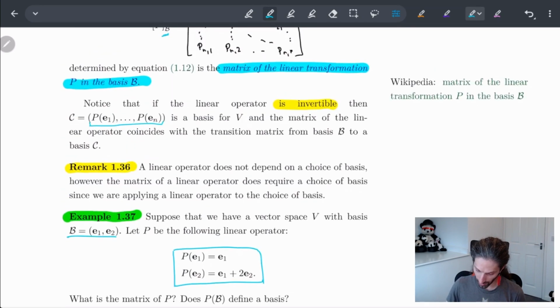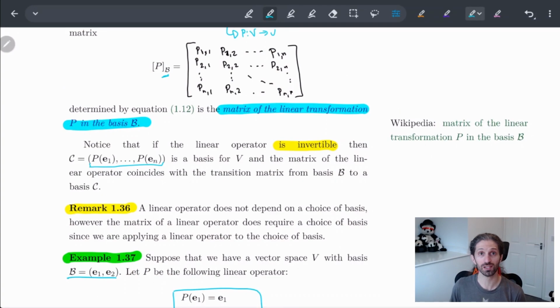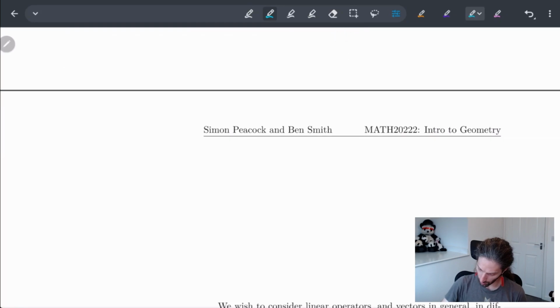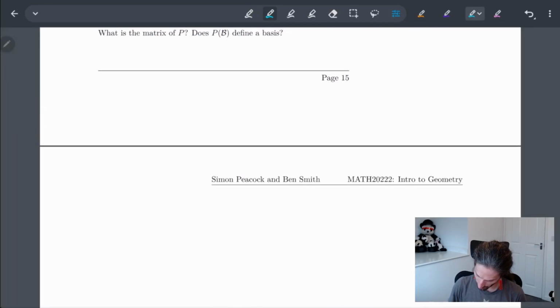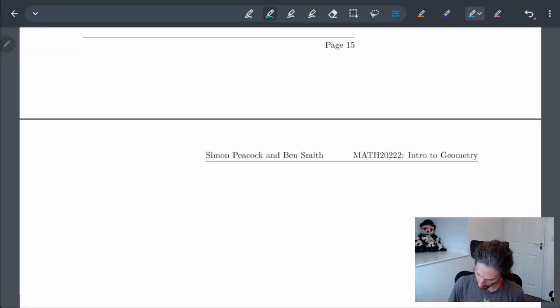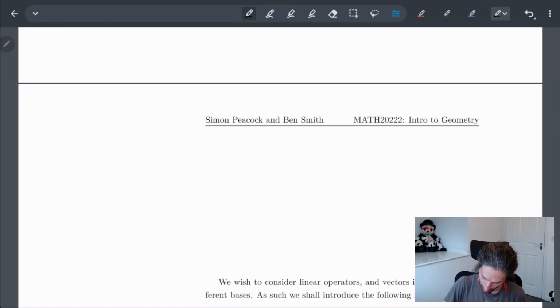So here, if we recall P of B, this is just the matrix where we look at things by columns. I'm going to open this up a little bit. Not enough space, okay, so I'll just rewrite this on the side. P of E1 is equal to E1, and P of E2 is equal to E1 plus 2E2.